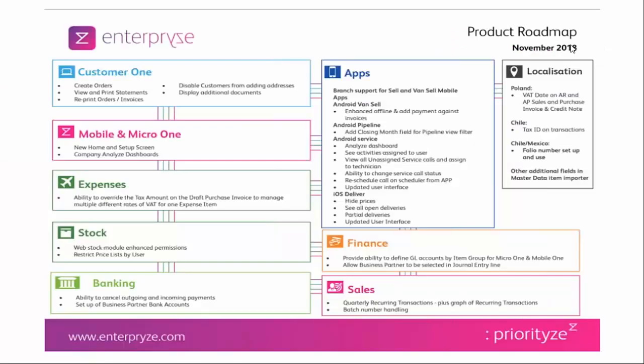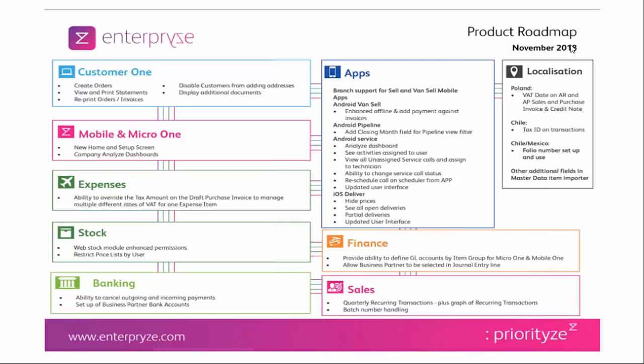So what we're going to cover today will be Customer One. We'll show you what we can do there with the ability to create orders and print statements from the customer's point of view. We'll have a look at the new Mobile One screen, homepage and screen, and how easy it is to actually navigate around the system on that.